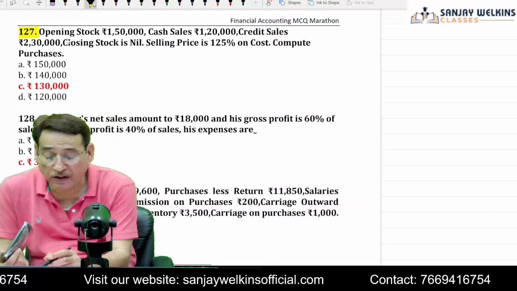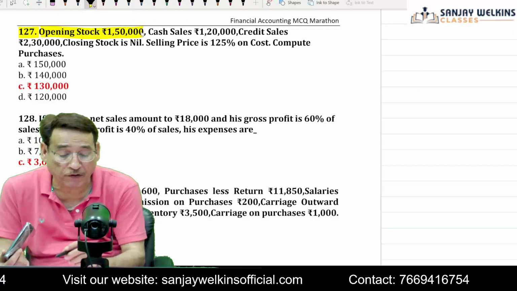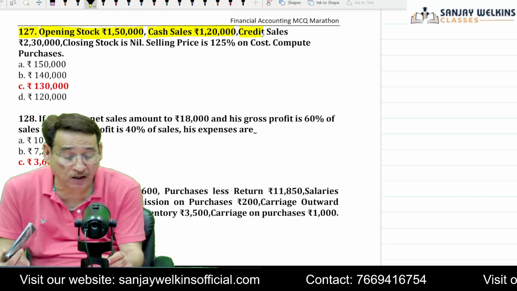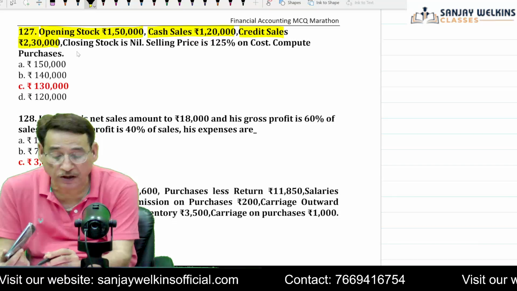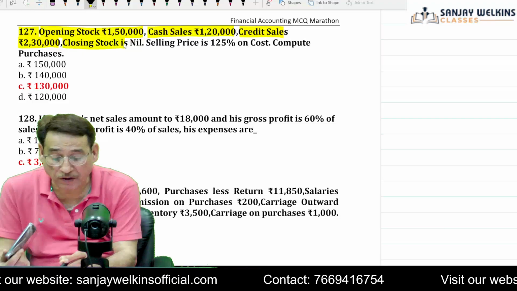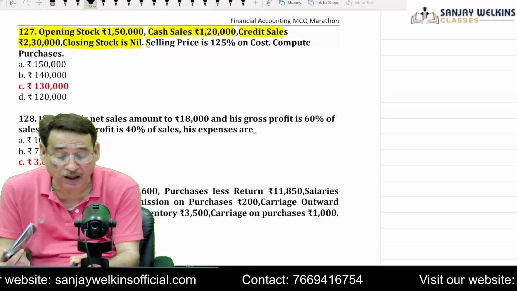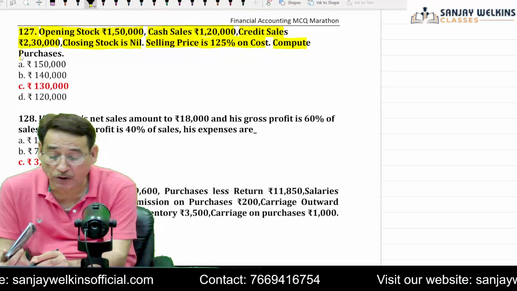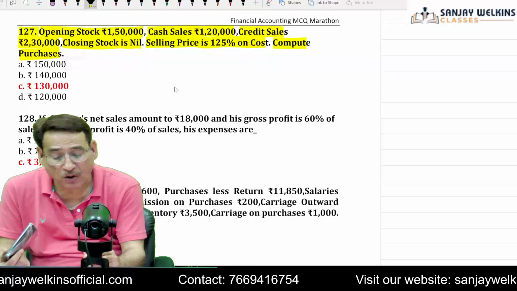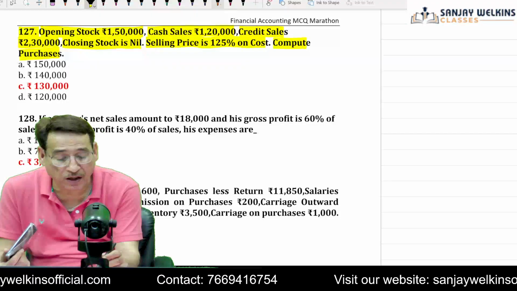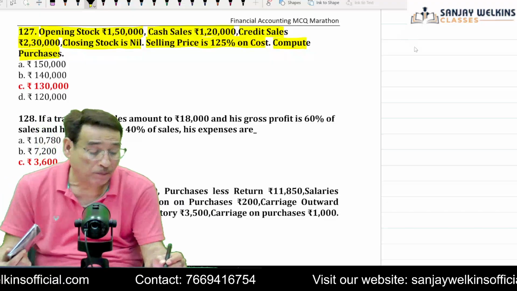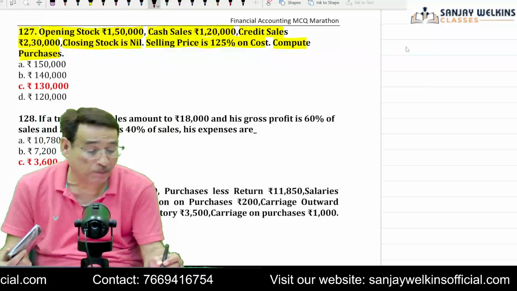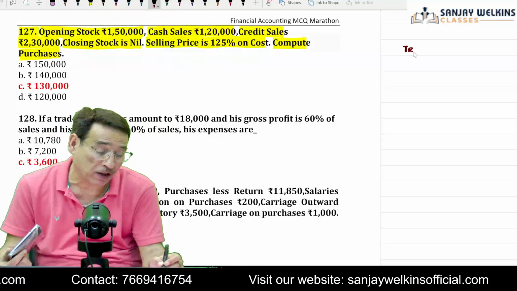In 127, it is stated that opening stock 1,50,000. Cash sales is 1,20,000. Credit sales is equal to 2,30,000. That means total sales is given. Closing stock is nil, it is also given. And selling price is 125% on cost. Compute the amount of purchases here. So again in this particular question, you can find out very easily by preparing a trading account. By preparing a trading account, you can easily find out the amount of purchases. For example, because everything is given in this particular case.